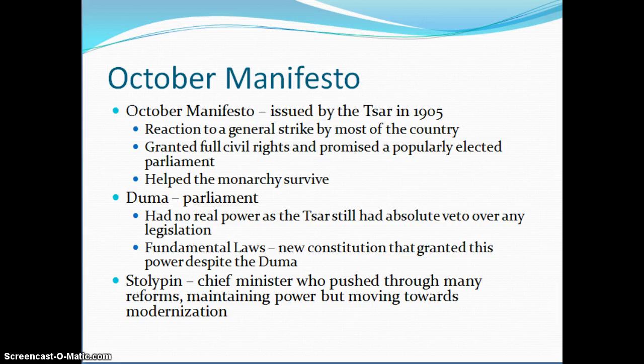The Duma was the parliament. They had no real power, as the Tsar still had absolute veto over any legislation, and this was an issue of the fundamental laws, and this was issued the night before the Duma opened, the parliament opened, and it granted a new constitution, and the power of the Duma was basically insignificant.